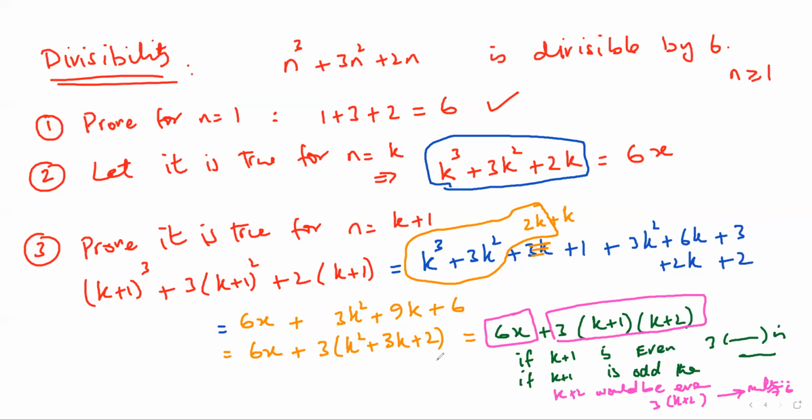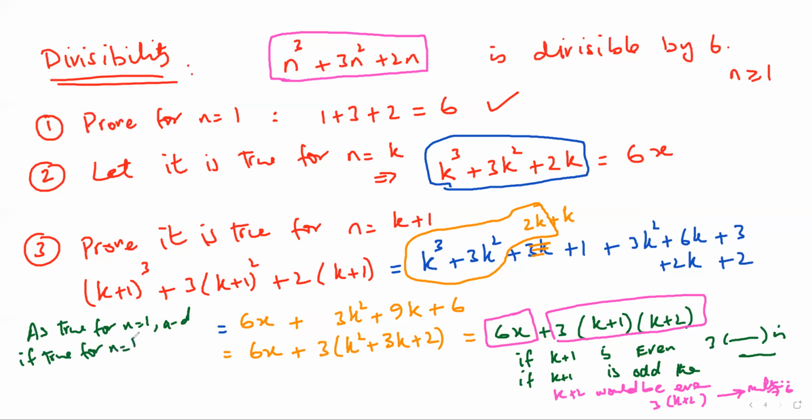So we have proved this by induction, that this is always divisible by 6 for n greater than or equal to 1. And never forget to write the concluding statement correctly here. You have to say: as it is true for n equal to 1, and if true for n equal to k, then true for n equal to k plus 1.